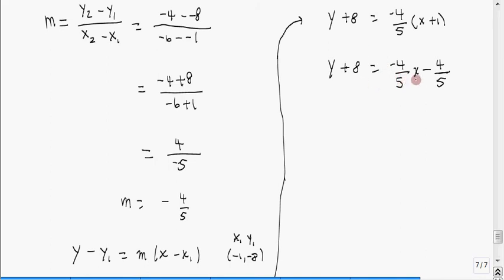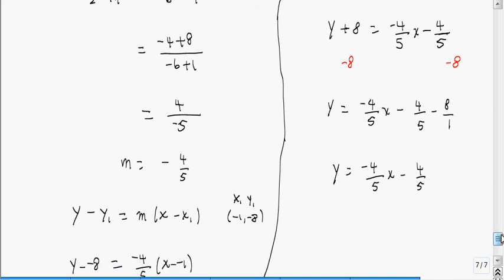So I want to get y by itself. I'm one step away from that, really. You're just going to subtract 8 from both sides. So we end up with y is equal to negative 4/5 x minus 4/5, and then subtract 8. Well, I'm going to write this as minus 8 over 1, because if I'm going to combine these two, I need a common denominator. So I get negative 4/5 x minus 4/5.